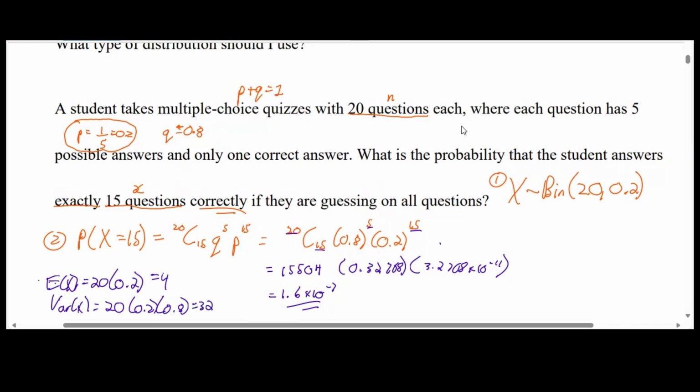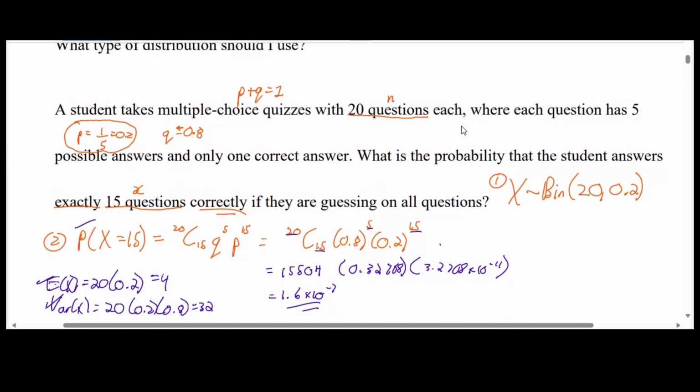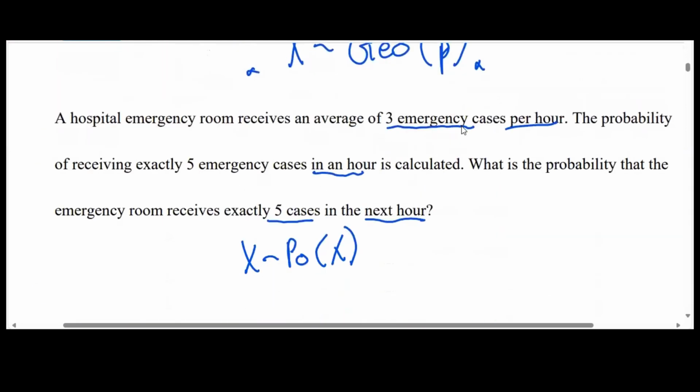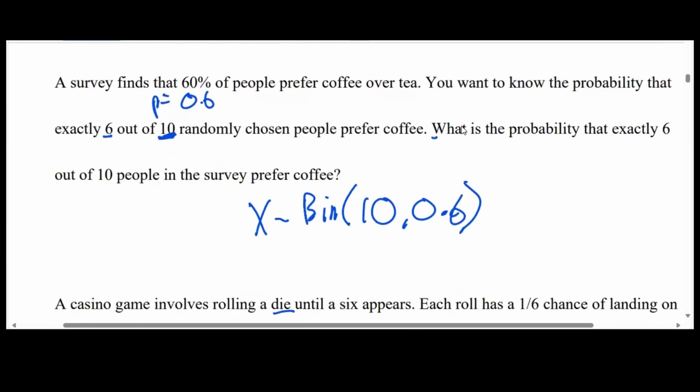With that said, we did probability, expectation, and variance. And that there is a straightforward binomial distribution question. So let's see if we can try the other one here.